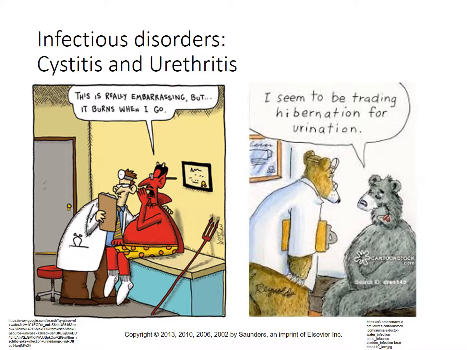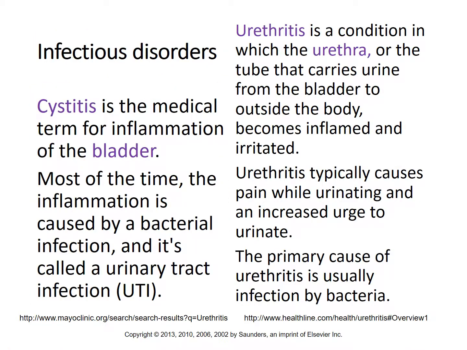Earlier, we talked about UTIs and how the bacteria can land anywhere in the urinary tract. We're going to focus on two areas, the bladder and the urethra. Cystitis is the medical term for inflammation of the bladder. Most of the time, the inflammation is caused by a bacterial infection, and it's called a urinary tract infection.